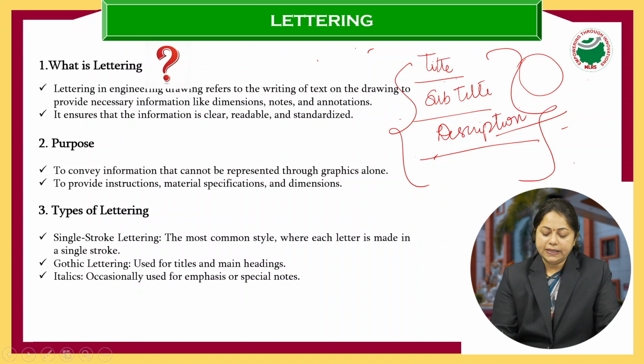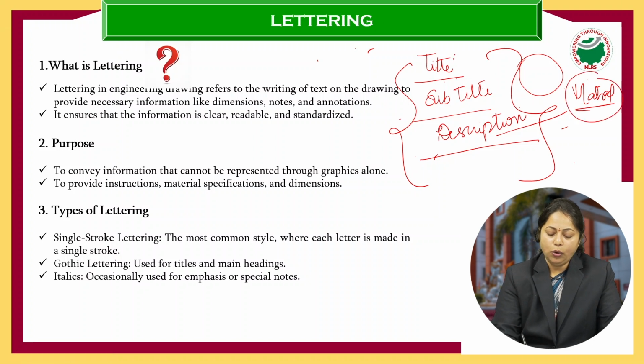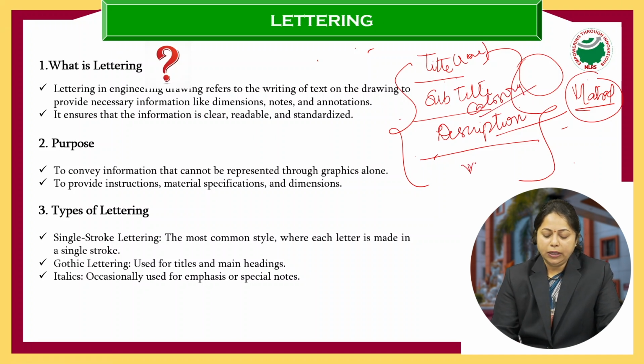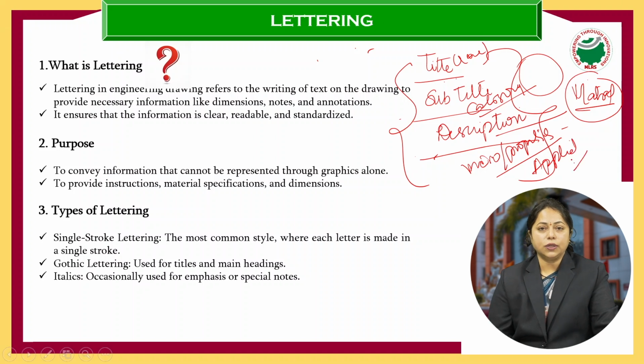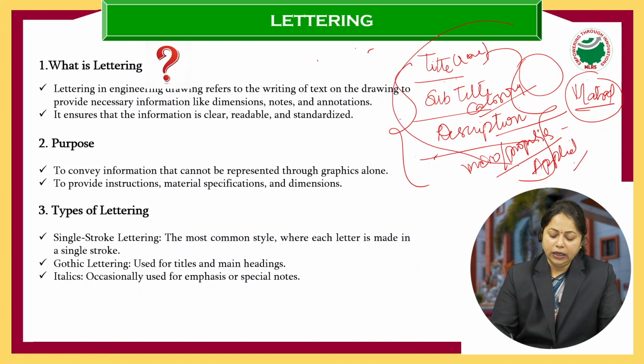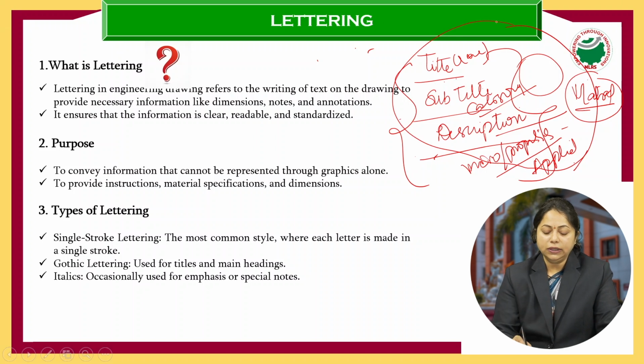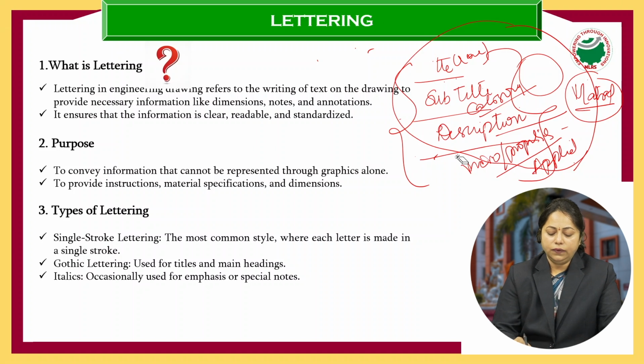Now, for example, let us say there is a material. The name of the material is the title. Which category it belongs to is the subtitle. The information about its microstructure, its properties, and where it is applied all falls in the description. This entire information is called lettering. Right. Now, how do we give lettering?